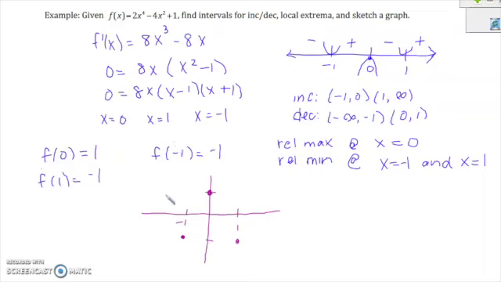So up until -1, I'm decreasing. Switch over to increasing. I hit my relative max. I switch over to decreasing. Hit my relative min. I switch to increasing. So this looks like a W here. And again, perfect graph. Doesn't need to be any more specific than that.